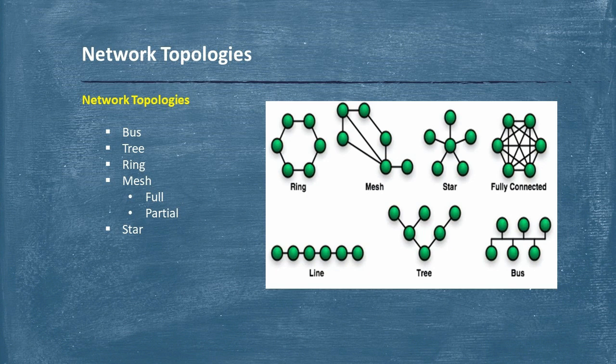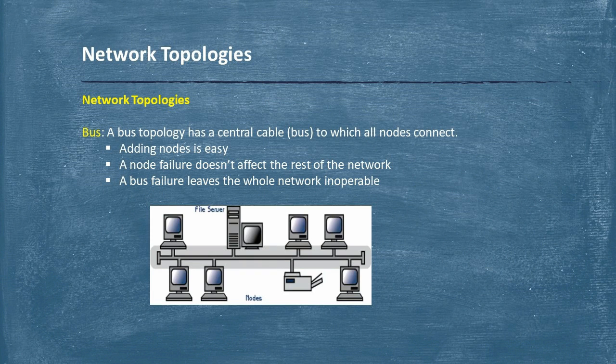We'll take a look at different network topologies. We will be covering all the topologies in this session. What are the different types of network topologies available? This is called bus topology. This is called tree topology, and ring, mesh, star. These are all the different types of network topologies. Let us see the advantages and disadvantages of these topologies.